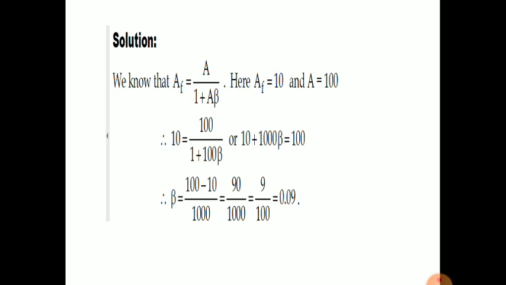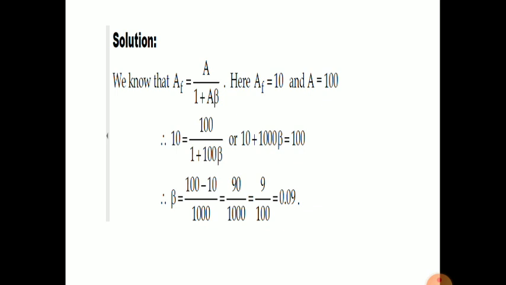So see the answer solution. You know that AF is equal to A by 1 plus A beta. AF is equal to 10 and A is equal to 100. So 10 is equal to 100 by 1 plus 100 into beta, and with that we can get beta is equal to 0.09.